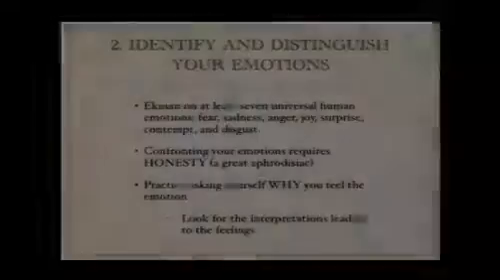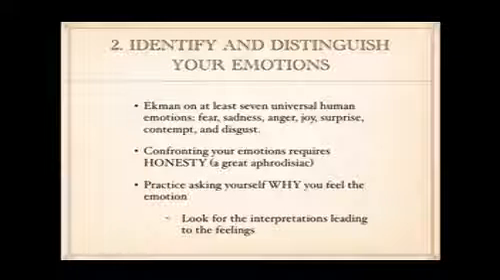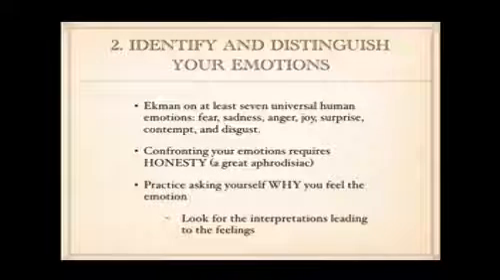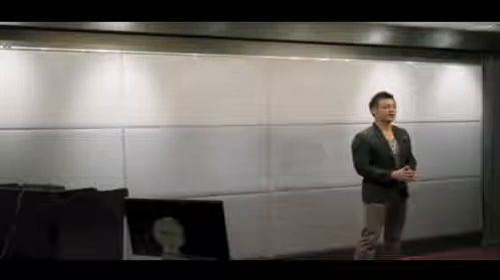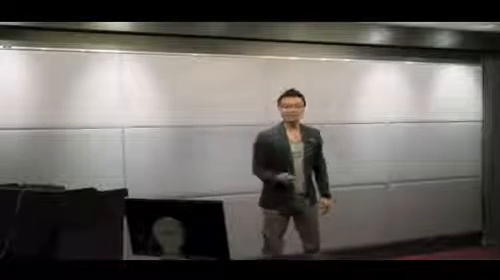So the first step is to understand what emotions are and to realize that the control of them is through the interpretation. The second step is to identify and distinguish your emotions. Paul Ekman has traveled all around the world cataloging the universal emotions, and he says there are at least 7 universal human emotions. They're marked by the faces that you make when you feel them. No matter what culture or society you're in, the faces are the same, which is why he says they're universal. They are fear, sadness, anger, joy, surprise, contempt, and disgust.